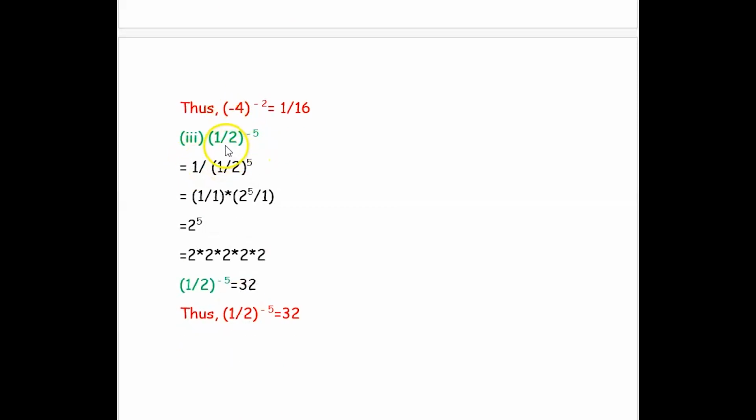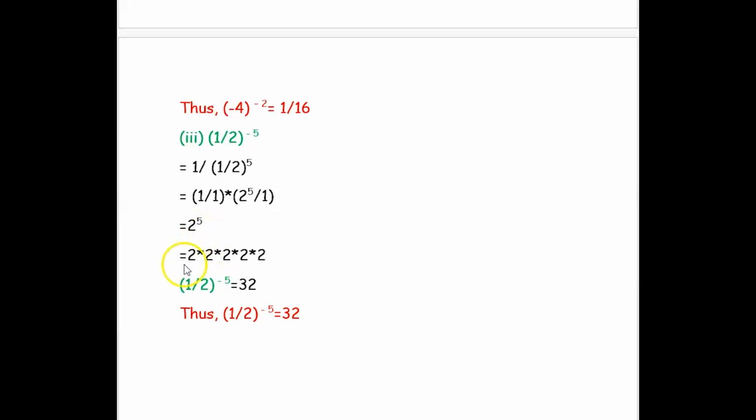Next question is 1 divided by 2 raised to the power of negative 5. So we can rewrite this as 1 divided by 2 to the power of positive 5. So now we can rewrite this as 1 divided by 1 into 2 raised to the power 5 divided by 1. So 1 divided by 1 is 1. 1 into 2 to the power 5 is 2 to the power 5, which divided by 1 is again 2 to the power of 5.